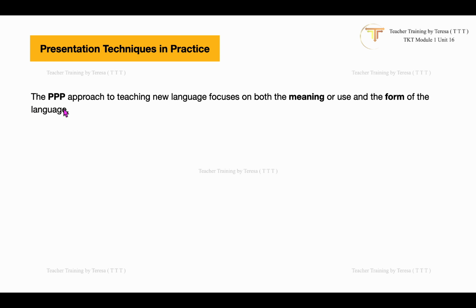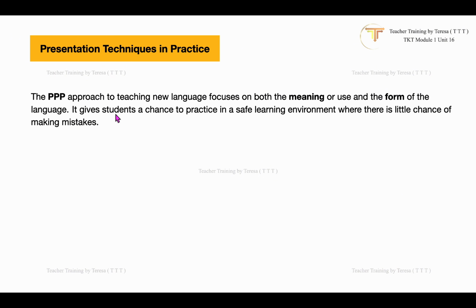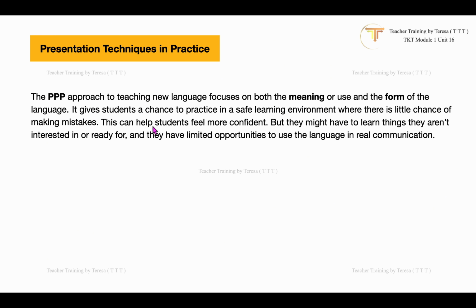The PPP approach to teaching new language focuses on both the meaning or use, and the form, of the language. It gives students a chance to practice in a safe learning environment, where there is little chance of making mistakes. This can help students feel more confident. But they might have to learn things they aren't interested in, or ready for, and they have limited opportunities to use the language in real communication.